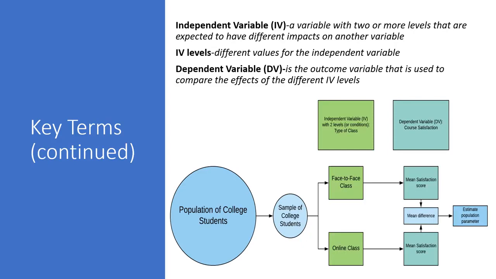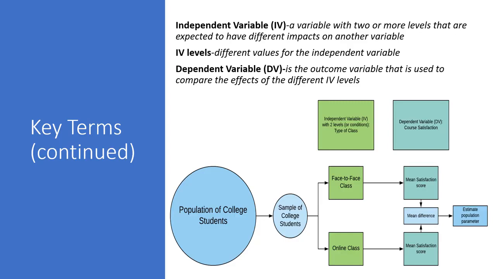Some other important terms that we're going to deal with this semester are independent variable and dependent variable. So I'm going to use this example to illustrate these different terms. So again, I am interested in studying the population of college students. It's too large, I can't study them all, so I take a sample. And then I take that sample and I split it into two groups. In this study, I'm interested in seeing the effect of the type of class people take on their overall satisfaction with that class after the semester is over.